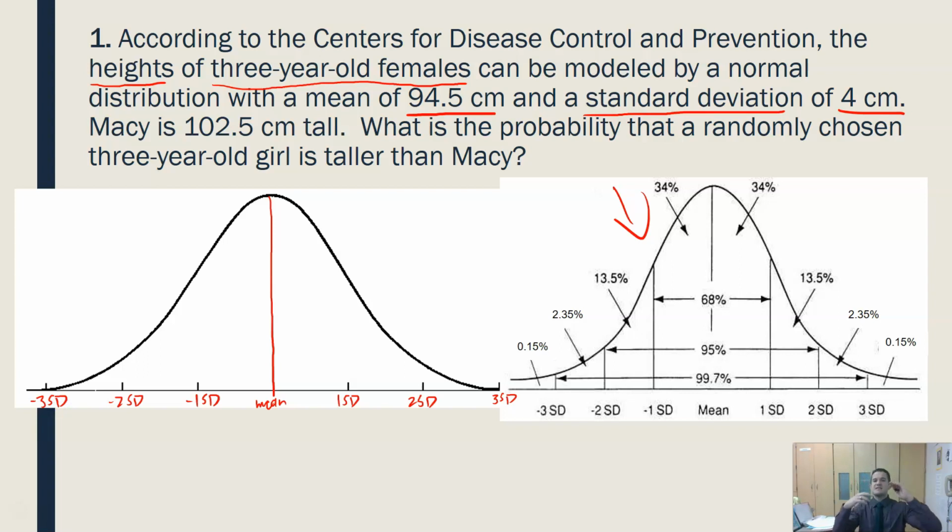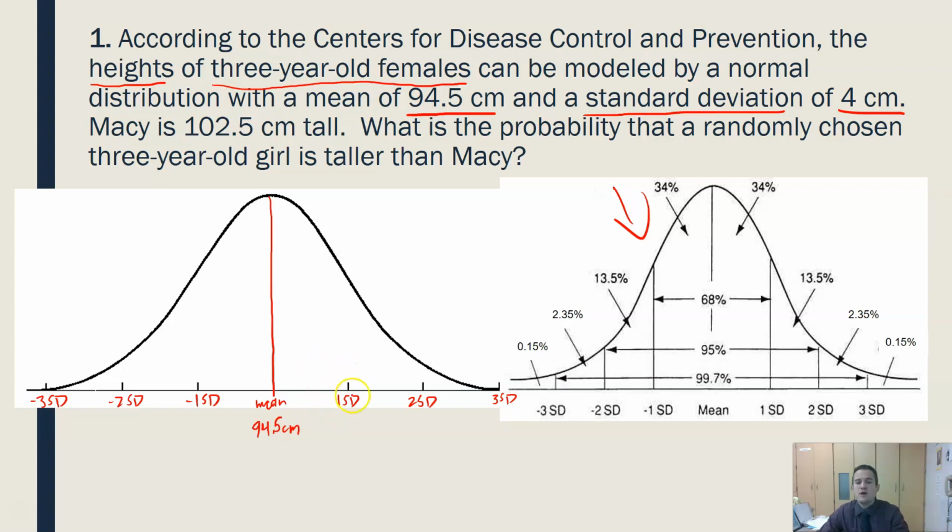So it says that the height of 3-year-old females can be modeled by a normal distribution with a mean of 94.5 centimeters. So the average 3-year-old female is 94.5 centimeters. 94.5 centimeters is like 37 inches tall, to give you some kind of perspective. So the mean is 94.5 centimeters, and the standard deviation is 4 centimeters.